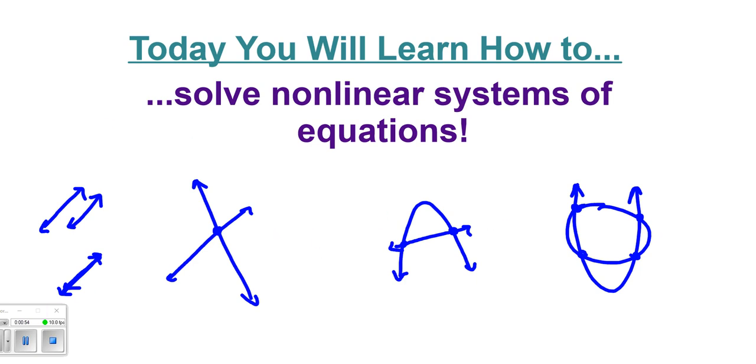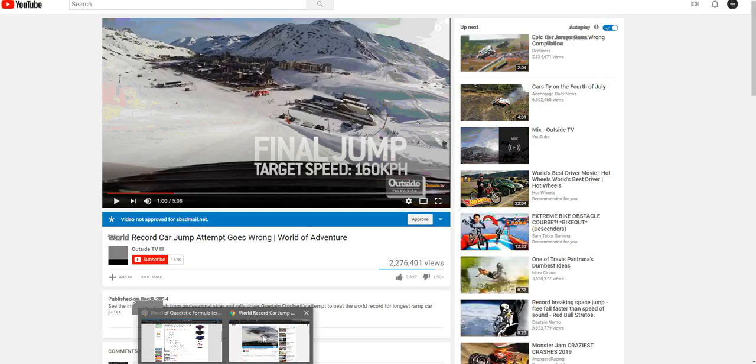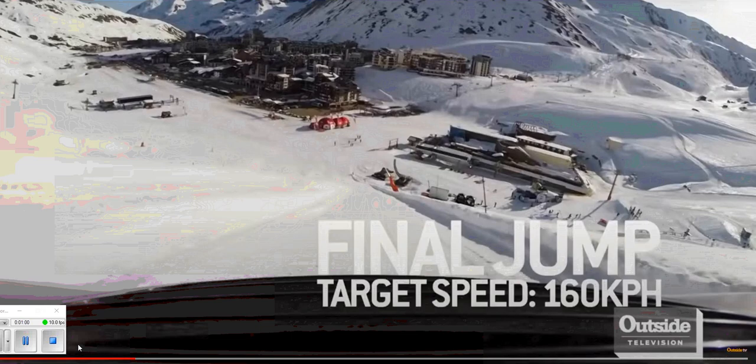So one thing that this could be applied to in real life is, I actually have this video right here, the attempted world record car jump. Now, they've got right here on this video, it says final jump target speed 160 kilometers per hour. The way that they were able to come up with that is by solving a system of equations based on the distance between the ramps, the weight of the car, the gravity pulling on the car, and all of that. Now, unfortunately, they forgot about one little thing, but let's watch this video for a second here.